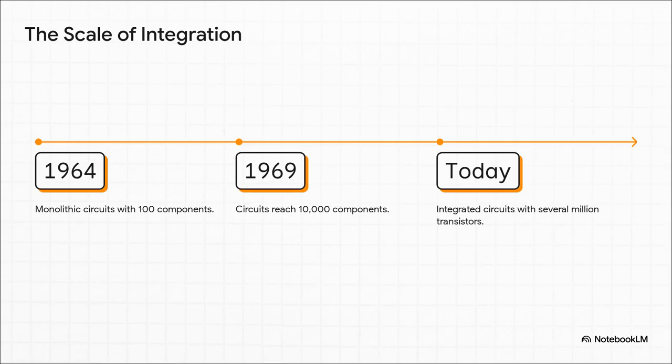In the 60s, a chip had maybe 100 components. By the 70s, it was up to 10,000. And today? Today we're putting billions of transistors on a chip the size of your fingernail. That is how we got the power of a room-sized supercomputer from 1970 into the phone in your pocket.